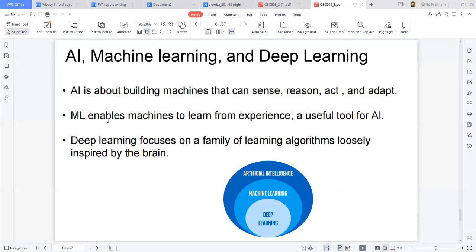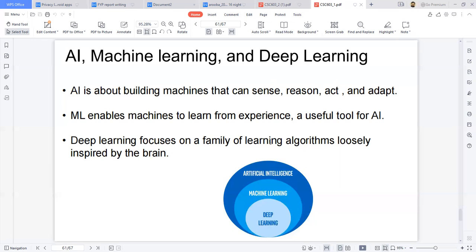ML enables machines to learn from experience, a useful tool for AI. So how will it actually reason? For reasoning, it must have experience, it must have training. Based on the reasoning or adaptation, it must have the experience. So training is the machine learning. So this is a subset of AI.